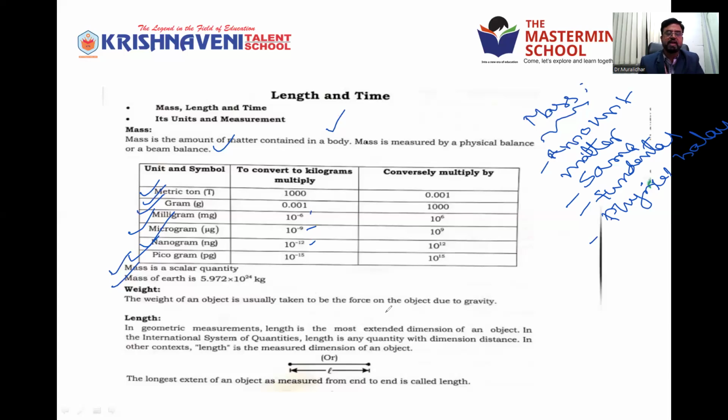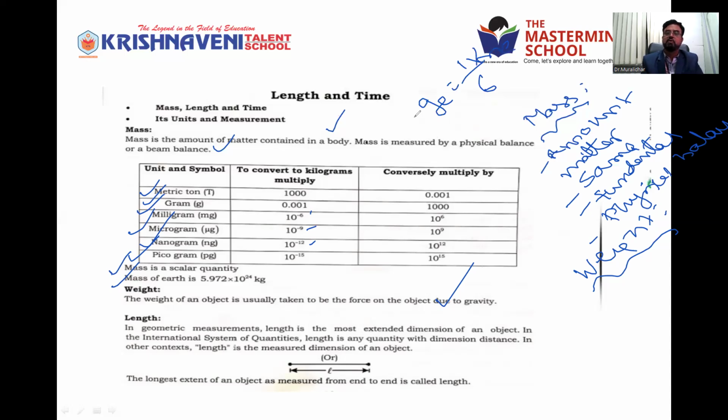So the weight of an object is usually taken to be the force on the object due to gravity. So there is a difference between mass and weight. Weight is nothing but with how much force the body is attracted towards gravity. This is not constant. It changes from place to place, not like mass. Your weight may be different on Earth, for example in Hyderabad. If you go to Australia, your weight may change slightly because of the change in the gravitational force. If you go to the moon, your weight will change because the moon's gravitational force is 1/6 of the Earth's.